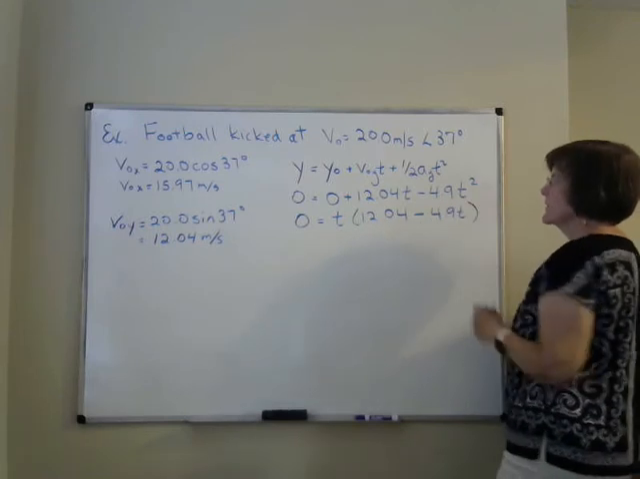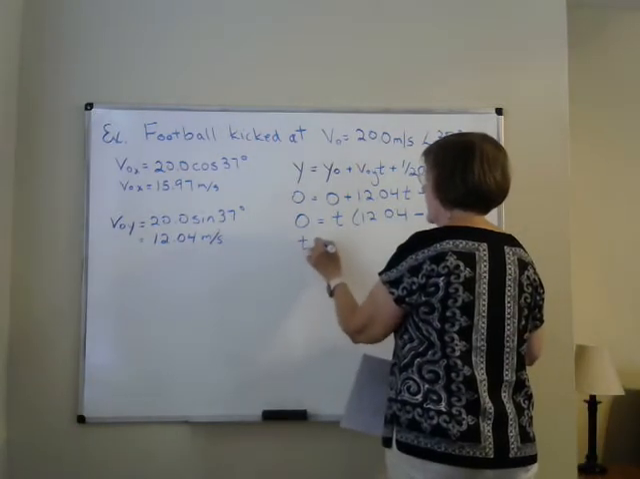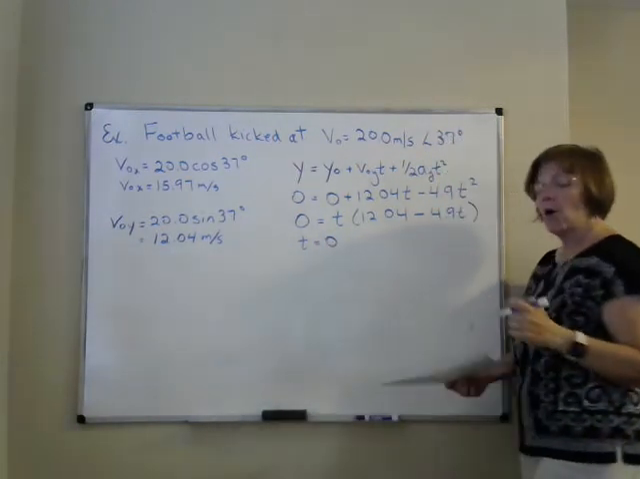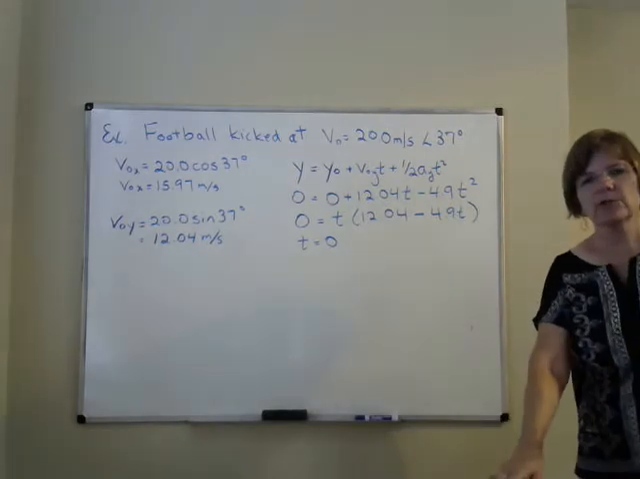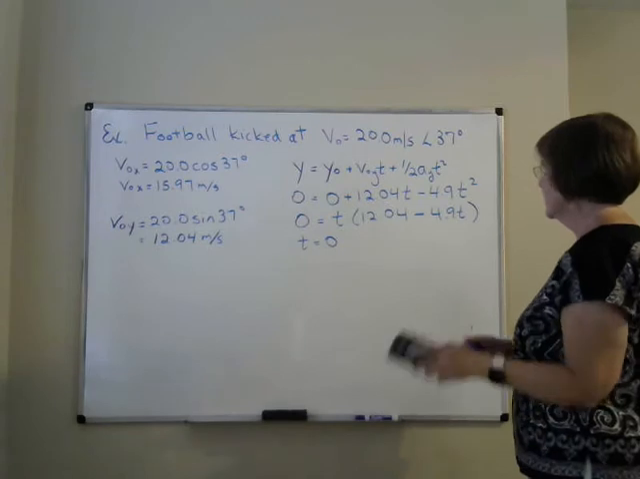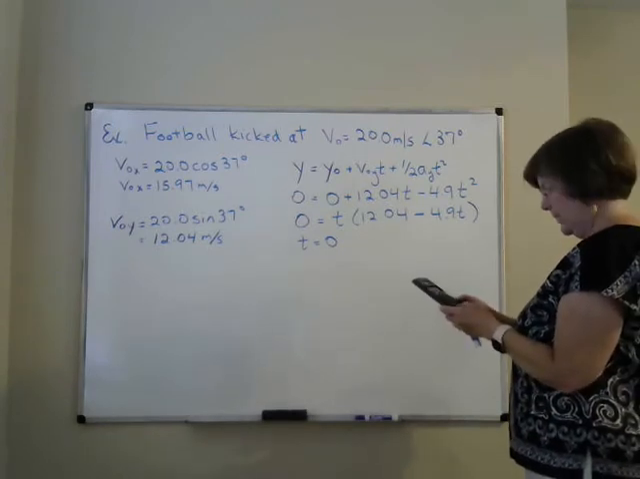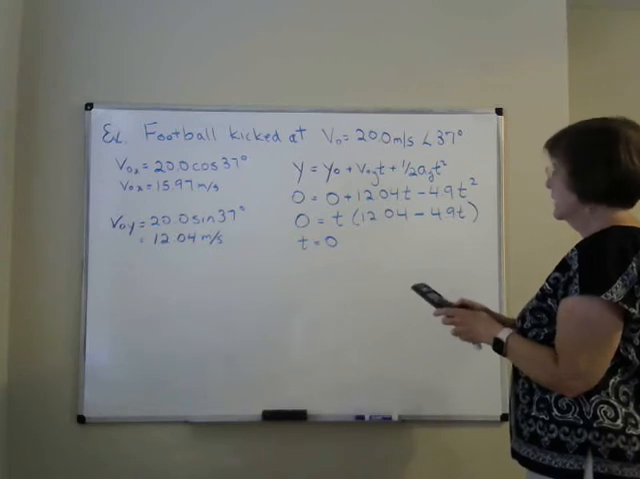Notice one of our solutions is t equals 0. That makes sense. The ball was on the ground. We're asking the question, at what time has the ball hit the ground? Well, the ball was on the ground at t equals 0. I do 12.04 divided by 4.9.